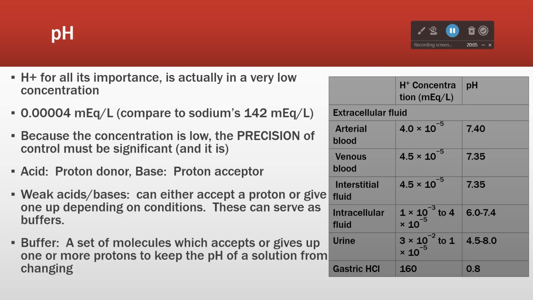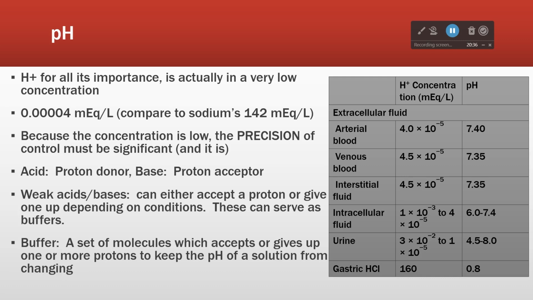For all that we talk about it, and for all its importance, and for all the ways that it matters, hydrogen ions are actually in very low concentrations, right? So, at a pH of 7.4, remember that pH is logarithmic, right? Which makes it kind of a weird scale. But this very, very small amount, that's a pH of 7.4, which is the body's pH.